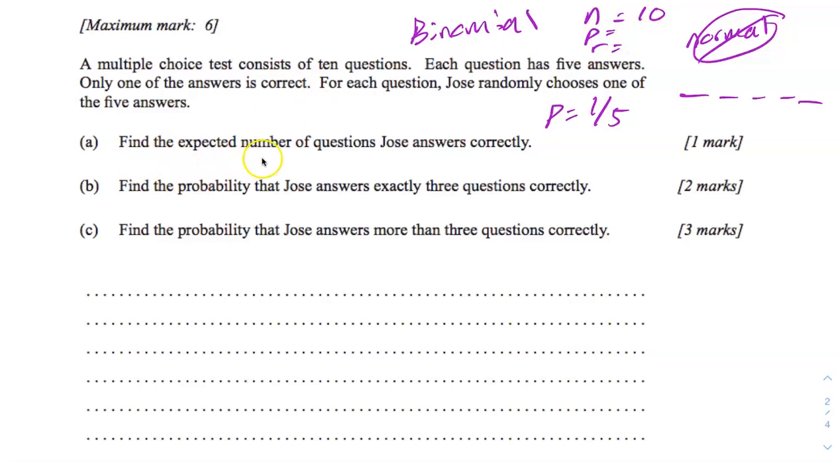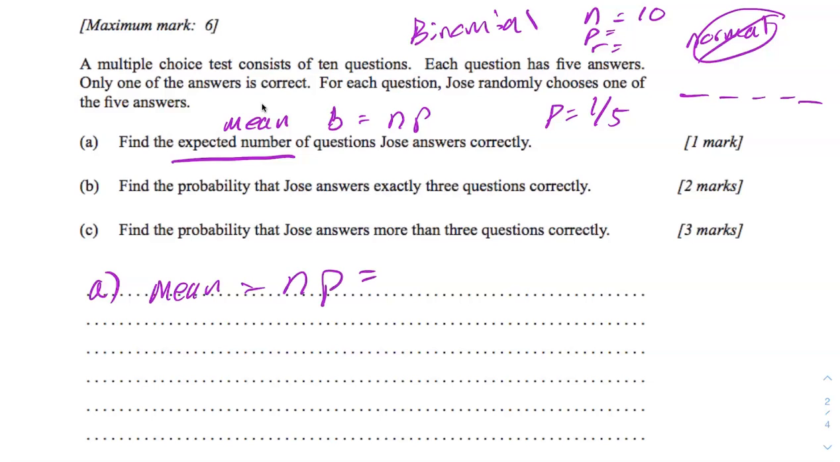First question, find the expected number of questions Joe answers correctly. Expected number, remember, all that means is mean. It means the exact same thing as mean. And that's in your formula sheet. Expected value for binomial says N times P. So to find the mean or the expected value, it's just N times P. So here it will be 10 times 1/5, which is 2. So the expected value of questions answered correctly is 2 out of 10 questions, just by randomly guessing.